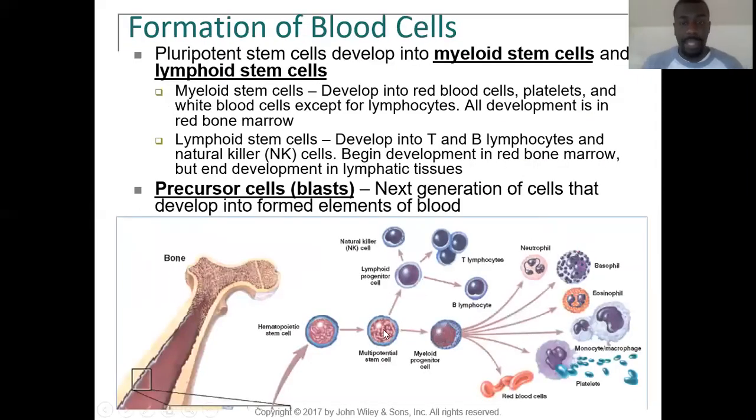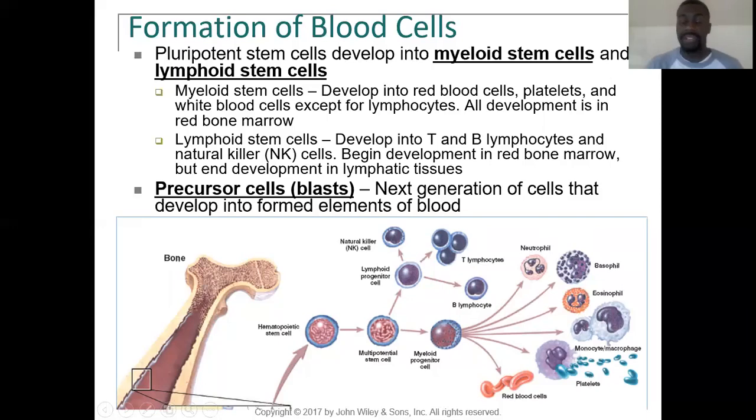Those pluripotent stem cells inside the bone marrow eventually develop into one of two types of stem cells. The first they can develop into are the myeloid stem cells. These myeloid stem cells eventually develop into red blood cells, platelets, and all the white blood cells except for lymphocytes. So here we have our hematopoietic stem cell. It becomes a pluripotent stem cell, and from there it can develop into a myeloid stem cell, which develops into red blood cells, platelets, and different white blood cells.